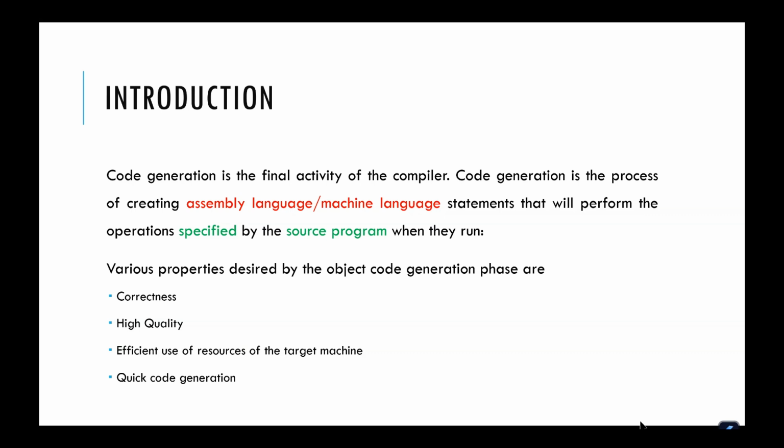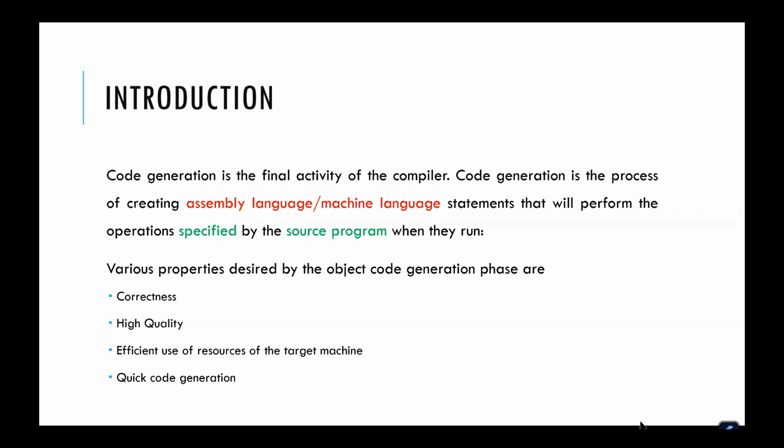The last one is quick code generation. It is the most desired feature of the code generation phase. It is necessary that the code generation phase should produce the code quickly after compiling the source program, and then we run the program. After running, it has to generate the object code. That is about the introduction of code generation and the properties of the code generation phase.